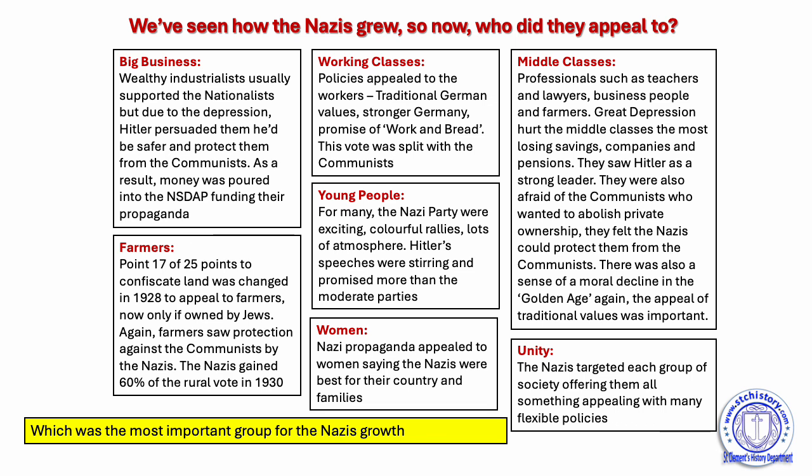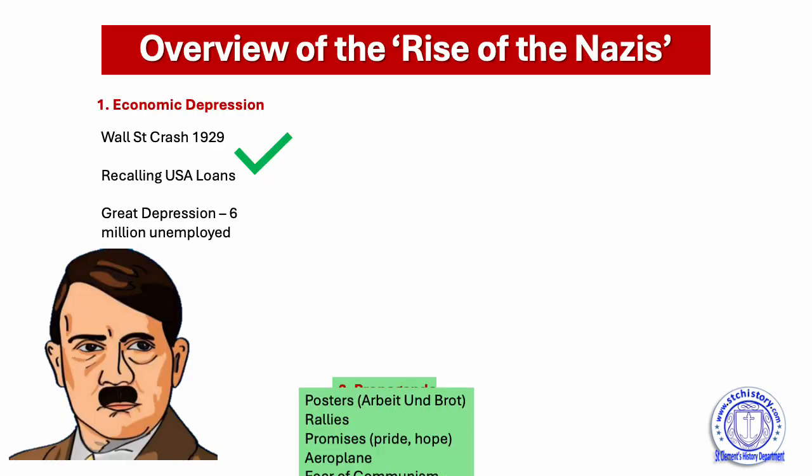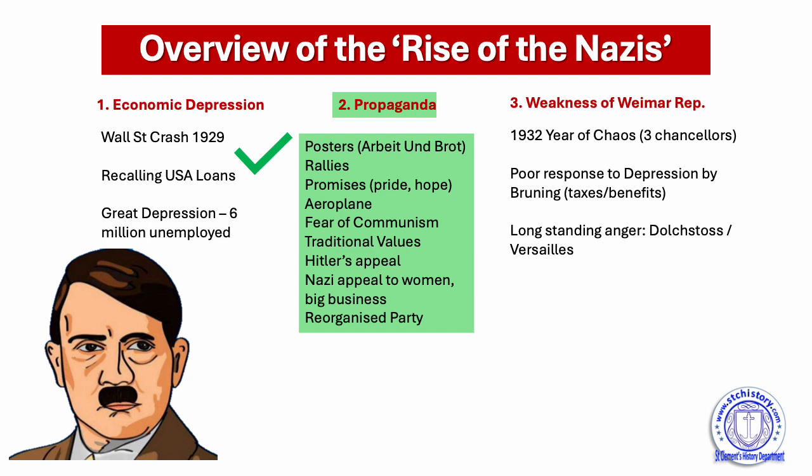And when you've done that and you've identified your ranking of that, continue the video and we'll go on to our last paragraph, the weaknesses of the Weimar Republic. Alright, so that's us got 2 parts done now. Hopefully you can see that.